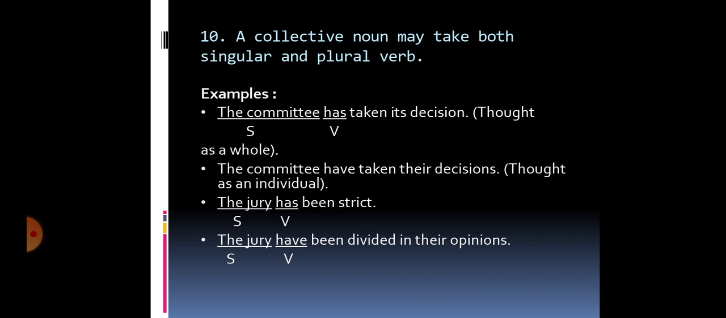Then see rule number 10. A collective noun may take both singular and plural verb. With the collective noun you can use both singular and plural verb. The committee has taken its decision. The committee have taken their decision. So thought as a whole and thought as individuals, different. The jury has been strict. The jury have been divided in their opinion. So with the same collective noun we have used have also and has also.